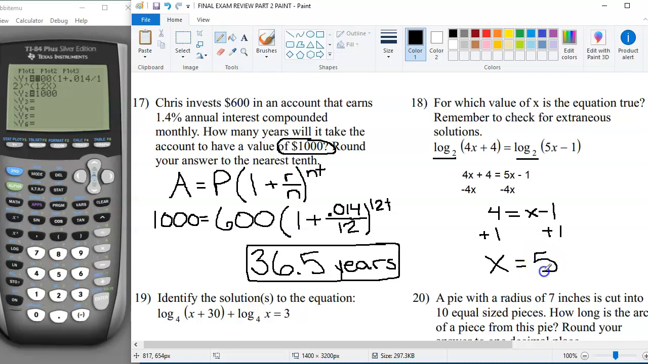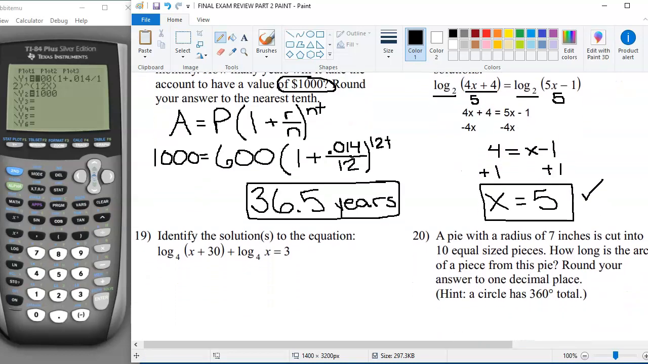Now you do want to check your answers and make sure you get something that makes sense because you can't take the log of a negative number. So you would want to go back and plug in 5 for x here, and plug in 5 for x here. You would get 24 on both sides, the log base 2 of 24, which means that checks out. There is nothing extraneous about that.